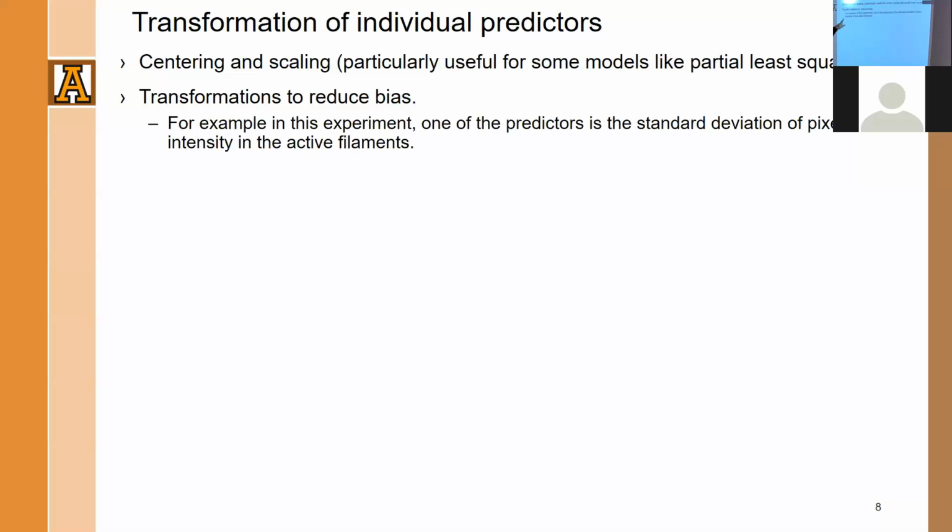For example, one of the predictors is the standard deviation of pixel intensity in the active filaments. And this is the distribution, a histogram of the standard deviation. As you can see, it's a skewed distribution. It can never be less than 0, it's the standard deviation of a particular variable. When distributions are very skewed, it's good practice to remove that skewness, and we're going to do that through a transformation.